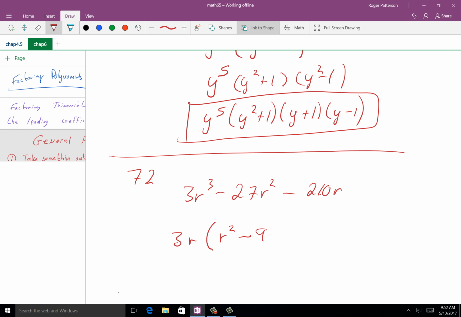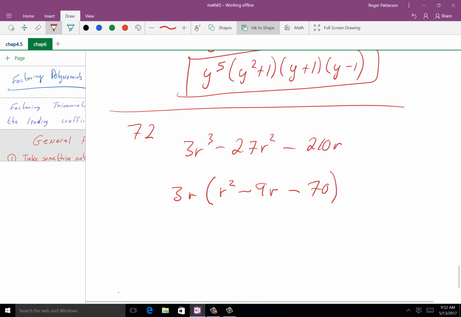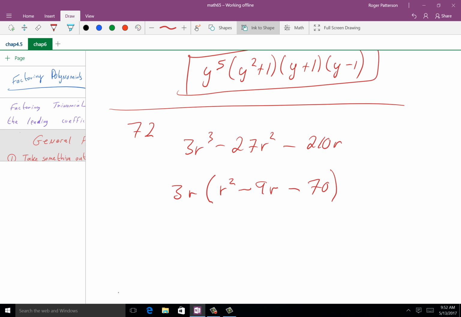Yeah. Okay, let's see. This is 2 and 35. I know 7 and 10 are going to go in there. I know 5's going to go in there. Here I can do double and half, so I can go 14 and 5. Double and half. It's going to be 14 and 5. Yep. So we're going to have r minus 14 and r plus 5, and the 3r goes out in front. No difference of two squares on that one, we're done.